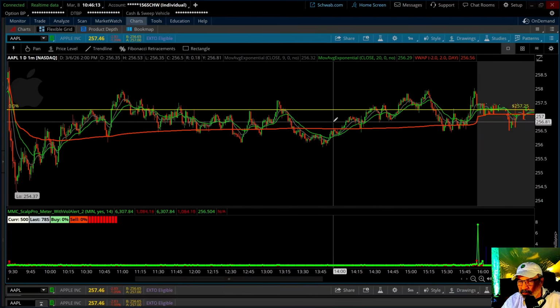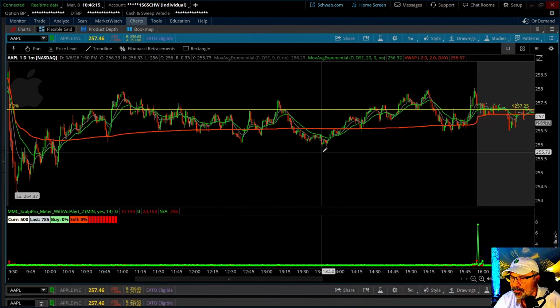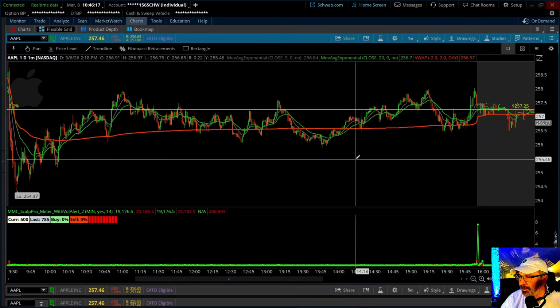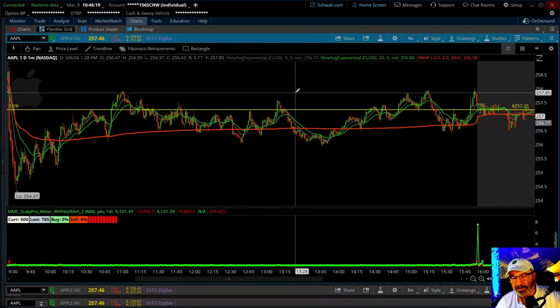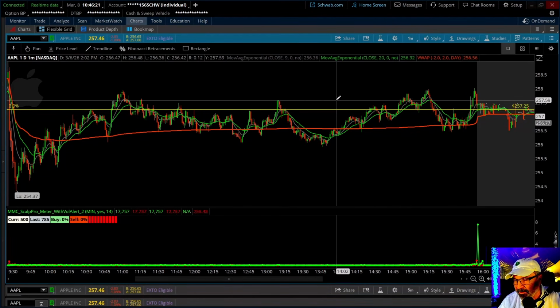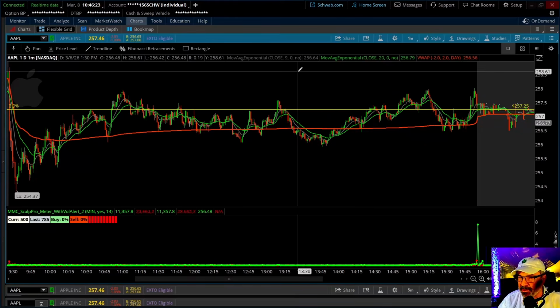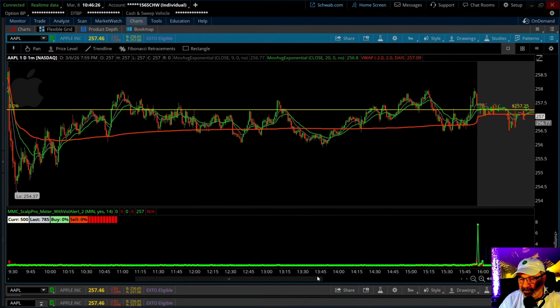So again, you're watching other things with order flow and your RSI and your ADX and your EMAs, and you're watching other things that would be on a chart. This is just a quick example of what we have here.